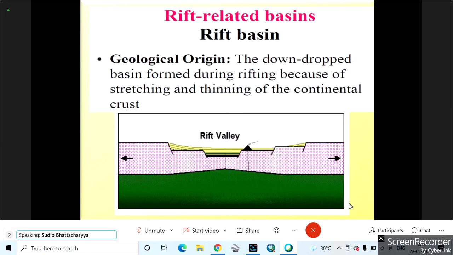the adjustment theory, that when it is more over thickened, that is the place where your stretching will be done both ways from the over thickened part. So before rifting, you must have an over thickened crust.